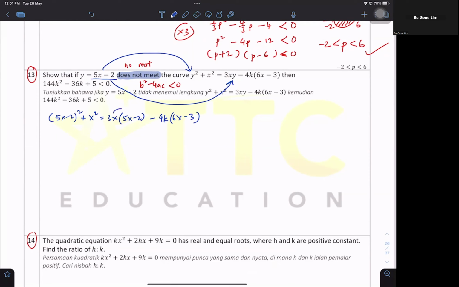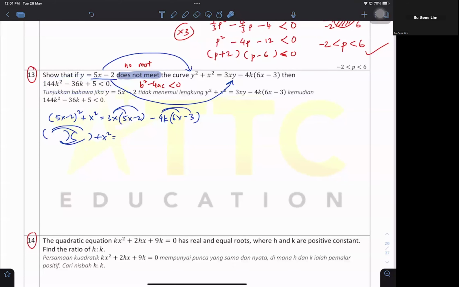Everything, expand everything. This one, 2 brackets, expand also. Expand everything and arrange everything into the general form. Then only you start to do b squared minus 4ac. Understand? Then you do it, and in the end you will get the answer. This is the answer.